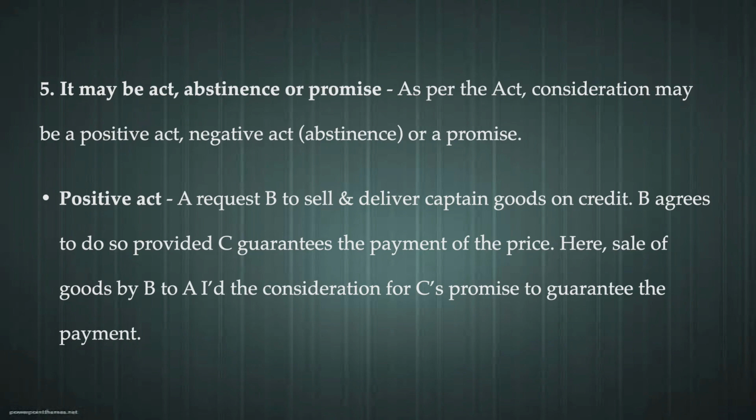Is that clear? So here the sale of goods by B to A is the consideration for C's promise to guarantee the payment. So B is ready to perform a certain activity, or B is ready to sell his goods. He is performing a certain action in order to enter into the contract, or that is the supporting consideration. C's guarantee will allow him to sell the goods to Mr. A. Is that clear? So B is performing a certain activity which is called a positive act.